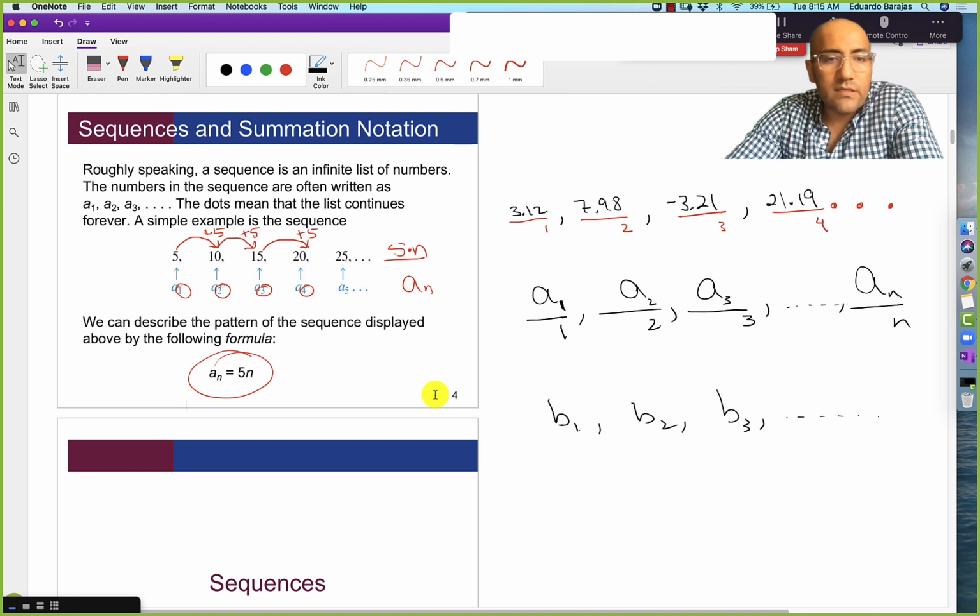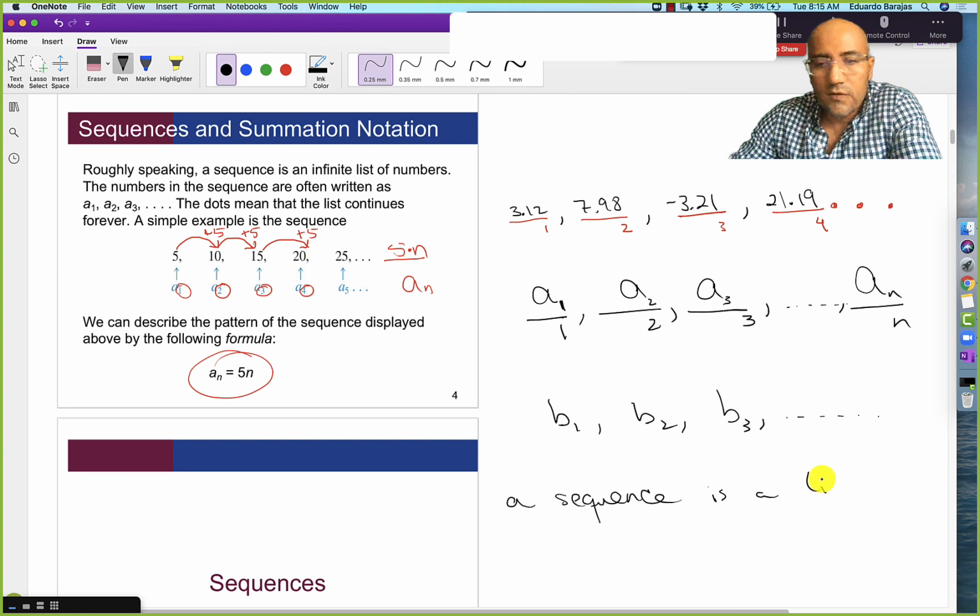A sequence is a list of numbers that goes on forever. And the order is important. We list them. The first one on the list, the second one on the list. We often say, because they're in order and we can count them, the first one, the second one, the third one on the list, we often say it's a list that's indexed by the natural numbers or the counting numbers, right? So that's another way to describe what a sequence is. A sequence is a list of numbers indexed by the counting numbers.